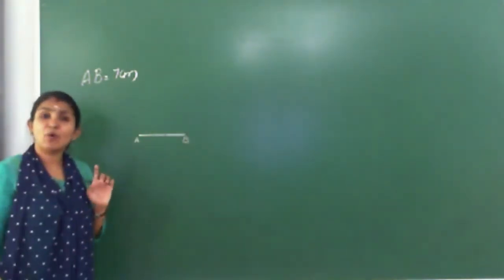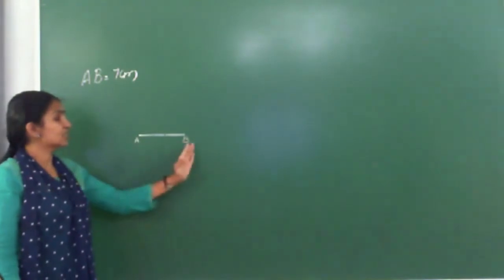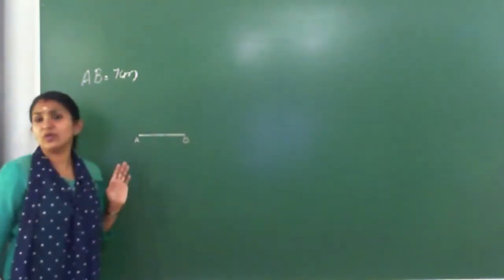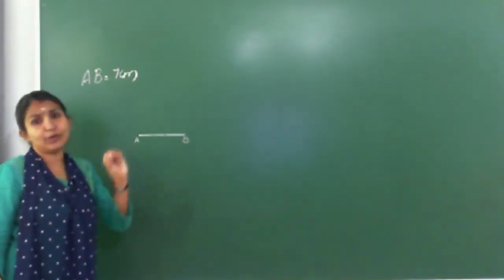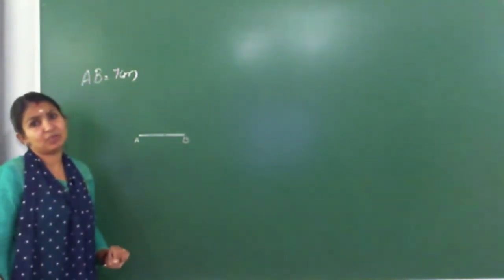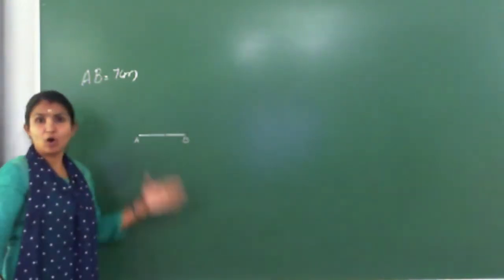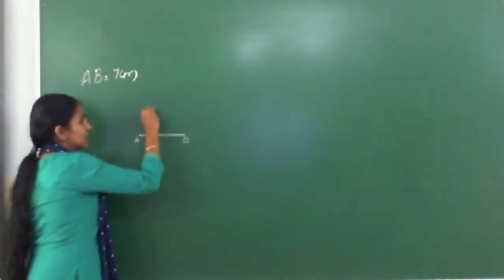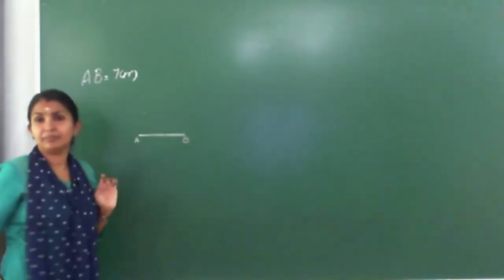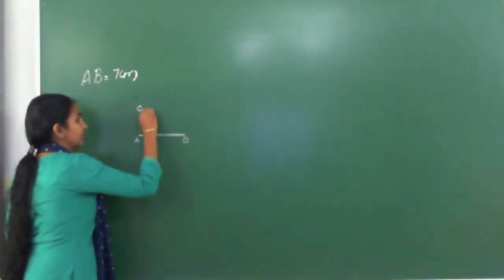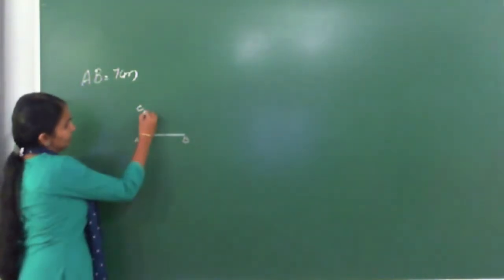Now we need a point which is outside this line. Anywhere we can put a point and it can be marked as C. Maybe on top or bottom, it's up to us. So I just marked it here. Okay, named it as C. This is the point C.